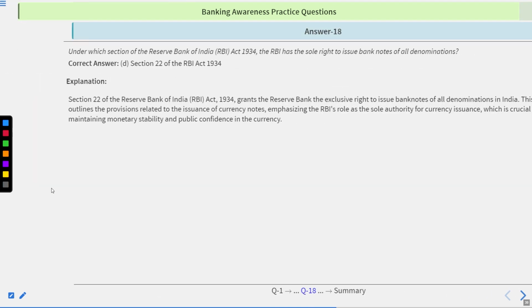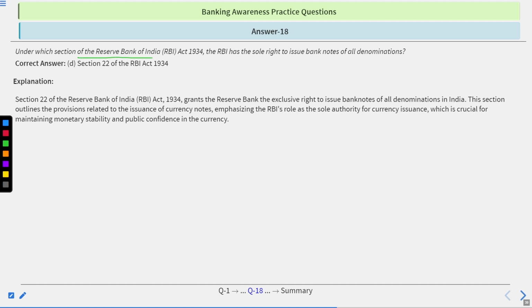Okay, the time's up. Correct answer is Section 22 of the RBI Act 1934. Go by the explanation. RBI Act Section 22 of the Reserve Bank of India Act grants the Reserve Bank the exclusive right to issue banknotes of all denominations in India. This section outlines the provisions related to the issuance of currency notes, emphasizing the RBI's role as the sole authority for currency issuance, which is crucial for maintaining monetary stability and public confidence in the currency.